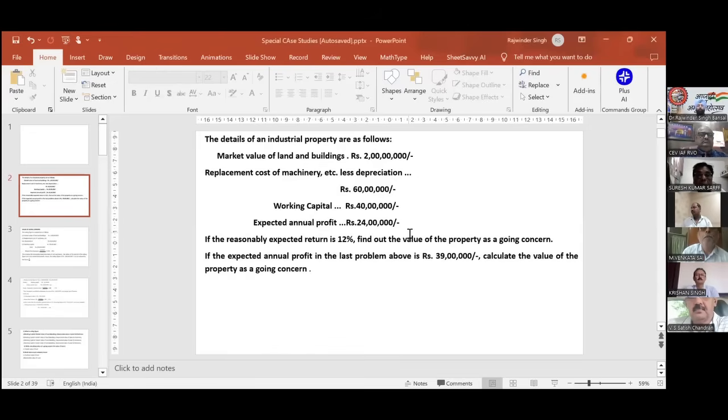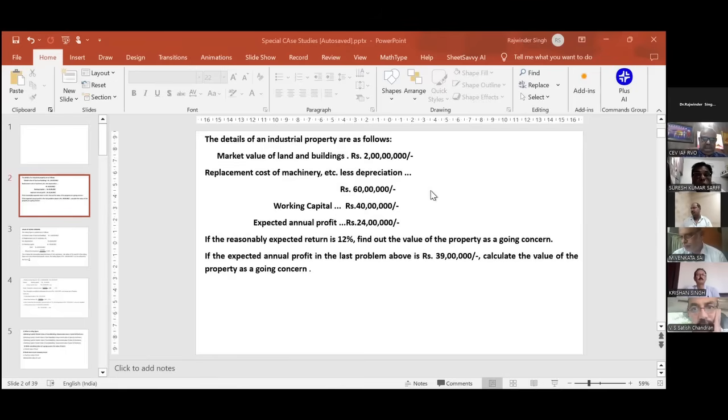So now we will be continuing with the case studies which we have been doing since morning. Next is how you can calculate the value of a going concern. Many times as a valuer you have to do the valuation of a going concern. So we will be doing a method in which you can do the valuation of a going concern.